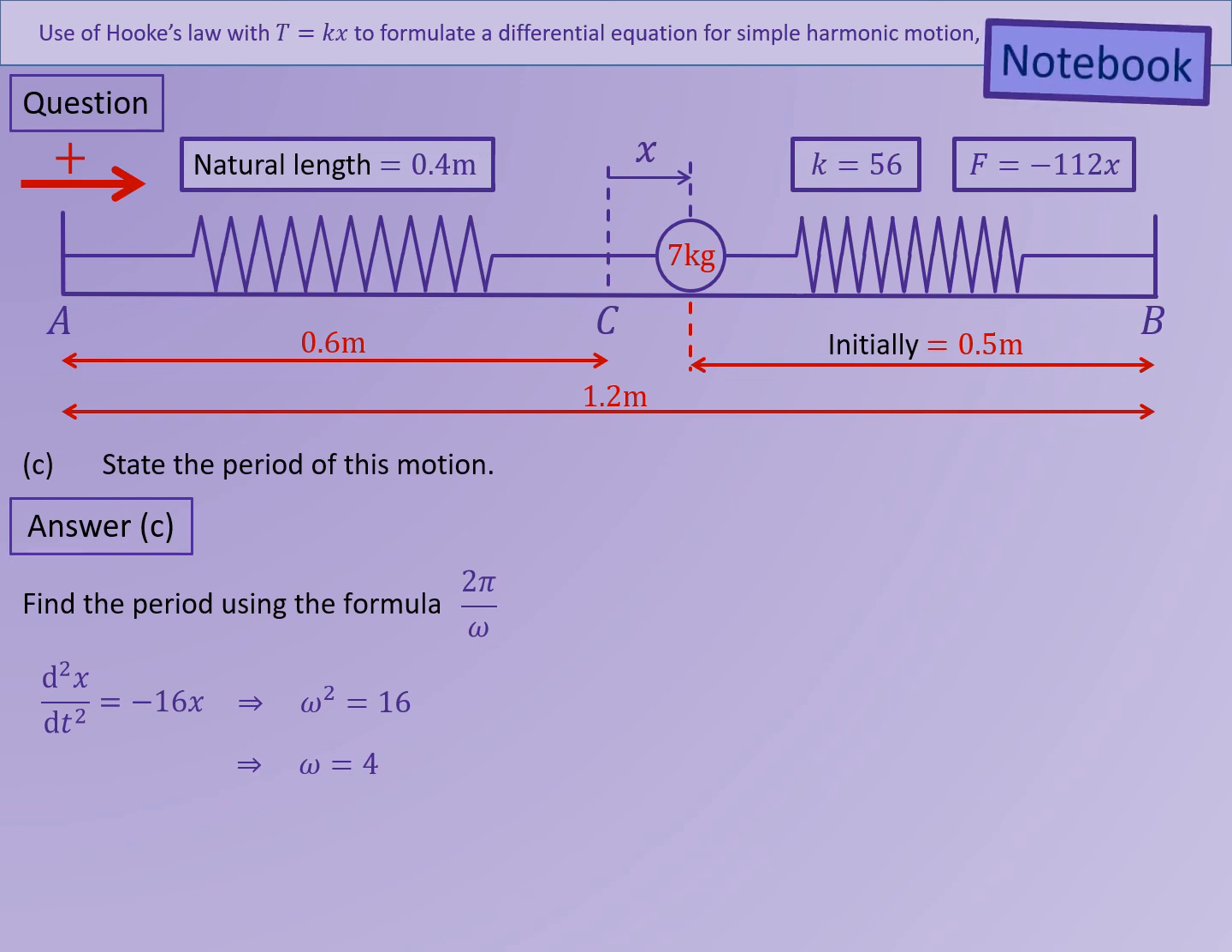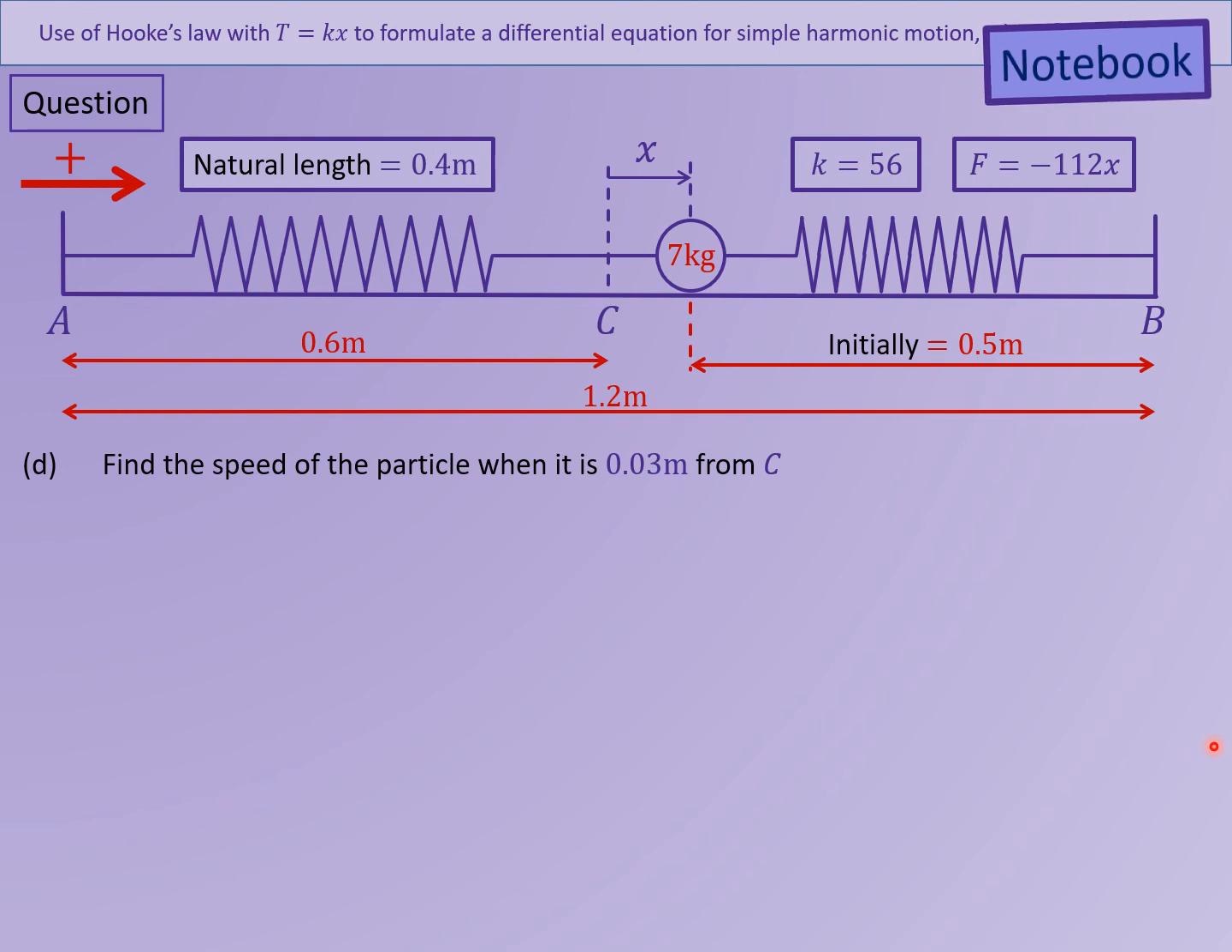Right, so what does that tell me then? 2 pi over 4, which is exactly the same as pi over 2. So the periodic time is going to be pi over 2. Okay, just pause if you need more time.